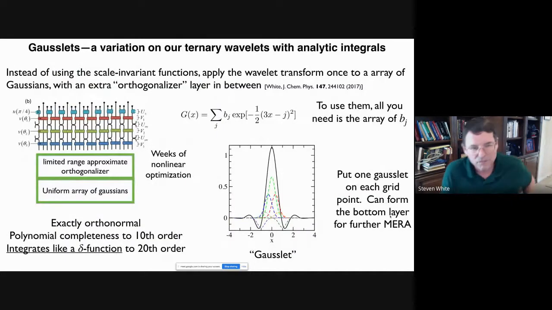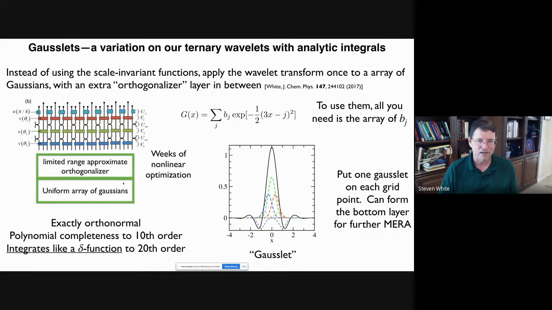Okay, so gausslets are a variation on our ternary wavelets, but they have analytic integrals. The integrals with wavelets can be annoying. You can do them, but they require many tricks. So the idea here is to recompose, not to use the fixed point, but to get the properties that you want out of the wavelet transform, but to base them on a uniform array of Gaussians.